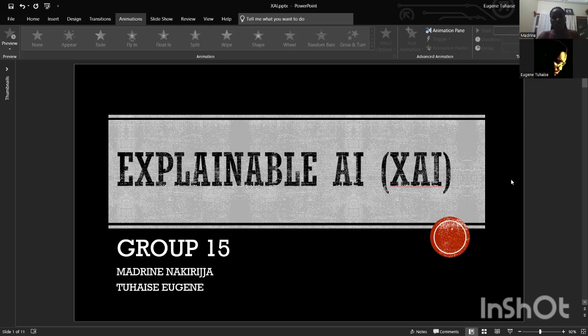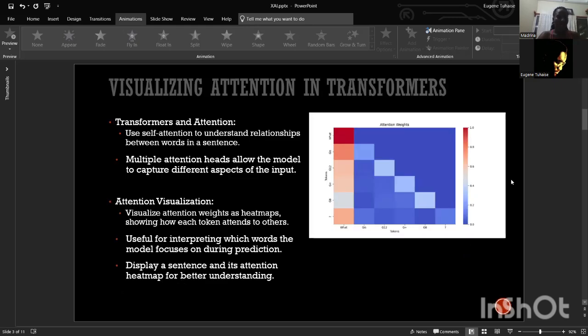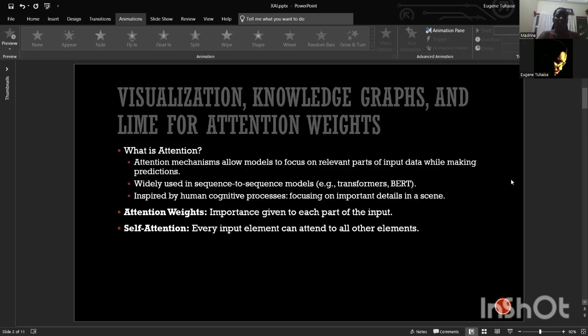So on our first slide, we're talking about the 3 techniques that we actually use: visualization, as I've said, knowledge graphs, and the LIME for attention weights. And we want to first understand what attention is. Attention mechanisms allow models to focus on relevant parts of input data while making predictions.